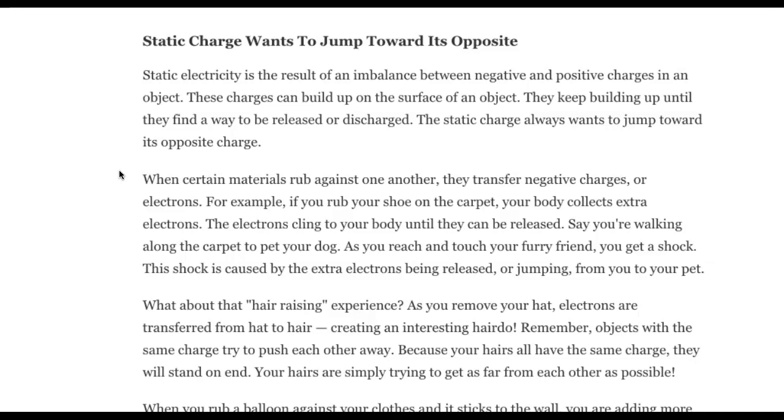When certain materials rub against one another, they transfer negative charges, or electrons. For example, if you rub your shoe on the carpet, your body collects extra electrons. It picks them up off the rug, and they cling to your body until they can be released. Let's say you're walking along the carpet to pet your dog. As you reach and touch your furry friend, you get a shock. This shock is caused by the extra electrons being released, or jumping, from you to your pet.